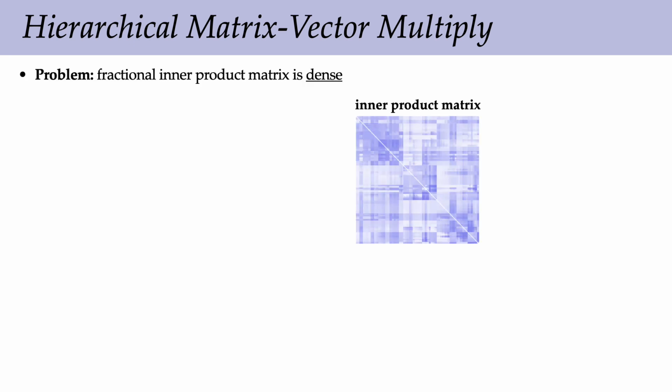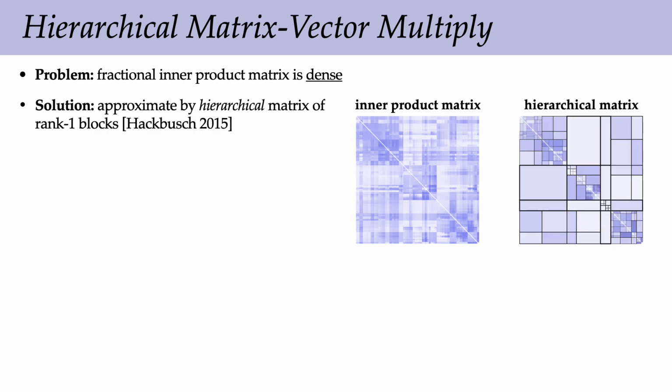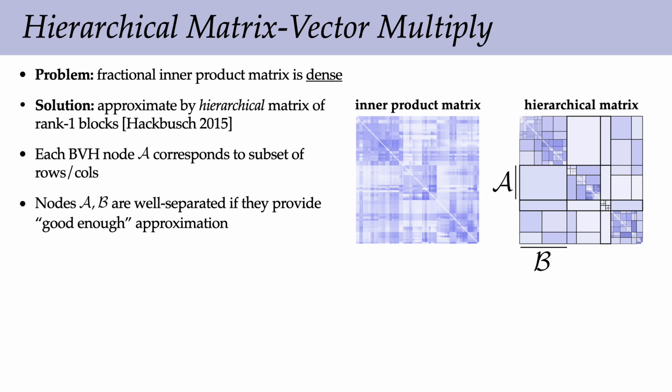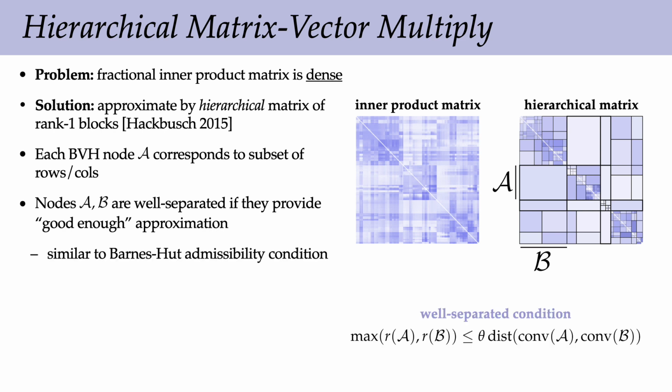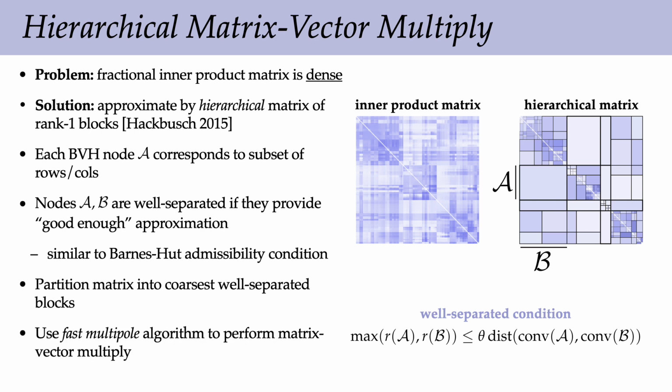Next, we have to efficiently precondition the differential, which involves inverting a large, dense matrix. And our approach here is to use a hierarchical decomposition of the matrix into rank 1 blocks. So we imagine that each BVH node A corresponds to a subset of matrix rows or columns, and say that 2 nodes A and B are well separated if their rank 1 block provides a good enough approximation of the original matrix. So this is very similar to our Barnes-Hut admissibility condition. The matrix is then partitioned into the coarsest collection of well-separated blocks, and we use the fast multipole algorithm to perform a matrix vector multiply.